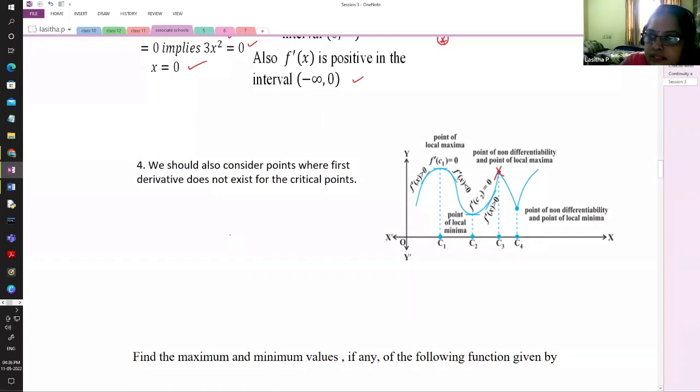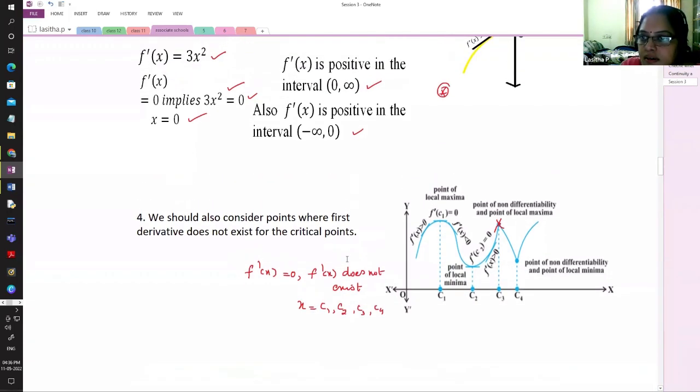So while discussing the working rule itself, we have to say first derivative equal to 0 case as well as does not exist case also we have to consider. Those points are all we needed to consider. These are all the critical numbers we have to consider to check the possible points of maxima and minima. In that way, we can give the idea about the first derivative test.